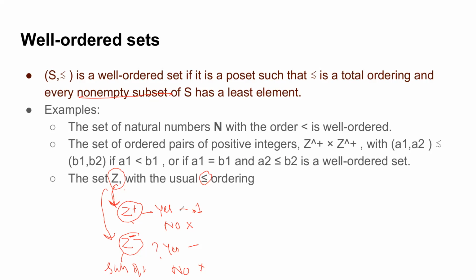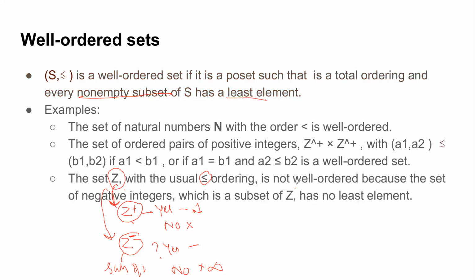That's not a defined value, right? Infinity is not a defined value, right? So actually it does not have a least element, right? So that's why Z is not a well order, because if I consider negative integers, which is a subset of Z, it has no least element. Okay. Is this clear? What is a well ordered set? What is a total ordered set?